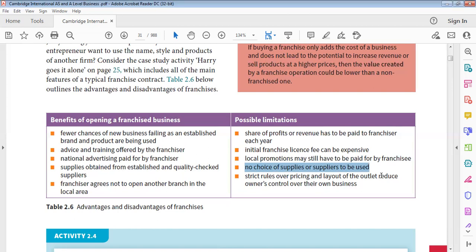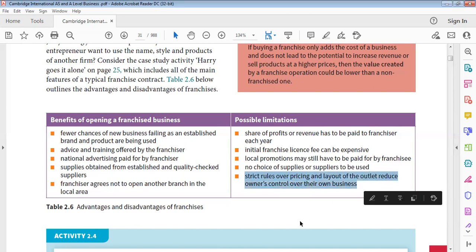So, what can we say? Let's say camel burgers. You want to sell camel burgers in your store. You cannot do that because McDonald's has restricted that for you. You cannot take any camel suppliers. You only have to choose from the beef suppliers. So you cannot go outside your range. And then there are strict rules about pricing and layout and everything.